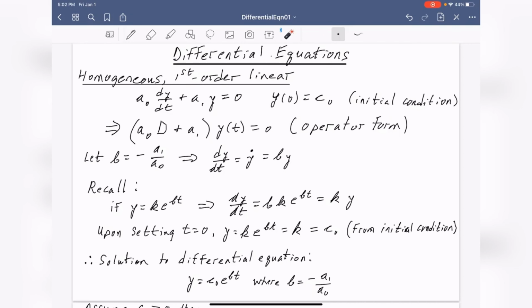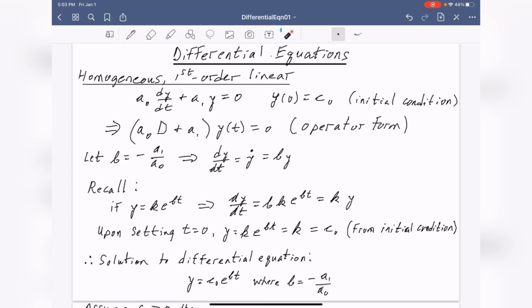In this video, we're going to start looking at differential equations. Now, we're going to find that they are very similar in terms of the way we solve them to what we had just done with regards to difference equations. So we're going to start with the homogeneous first-order linear differential equation.